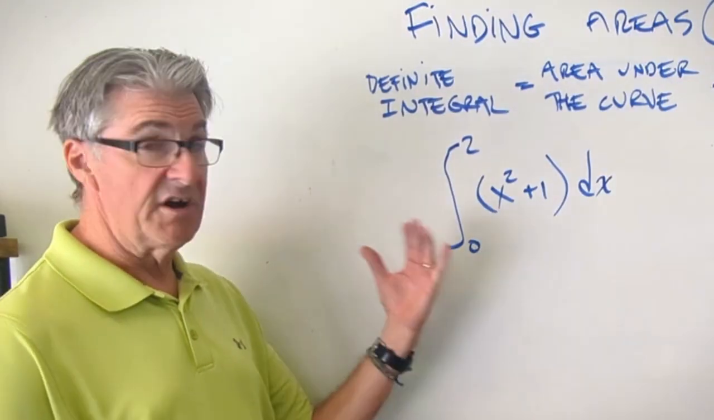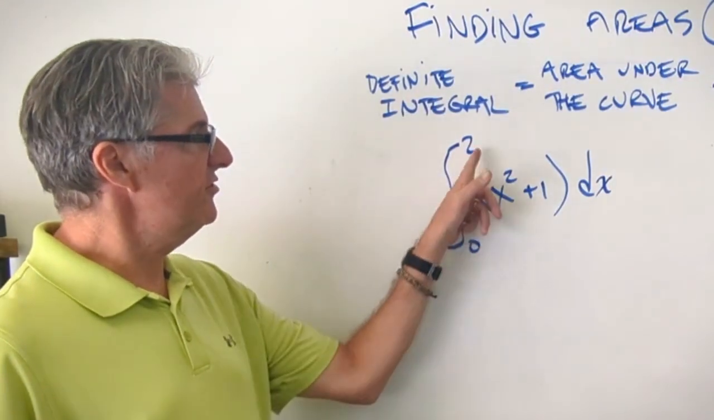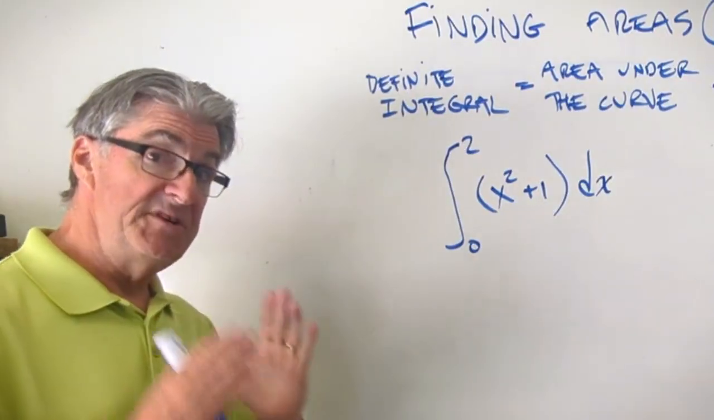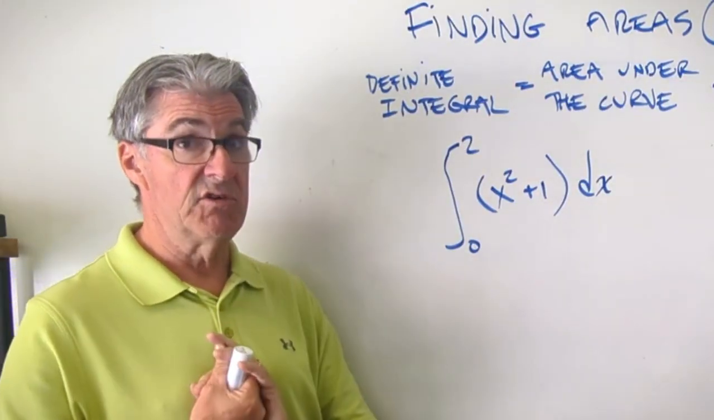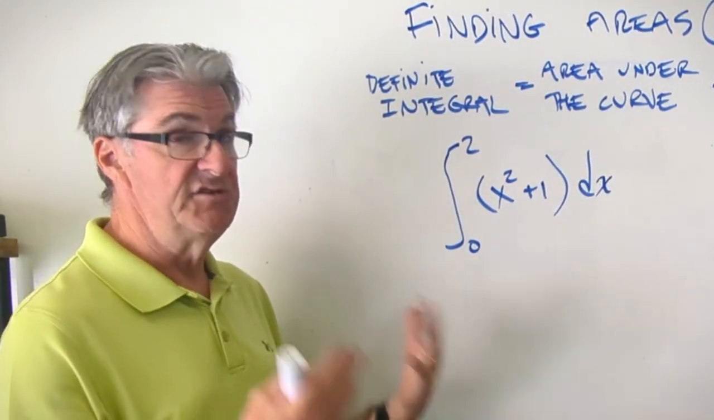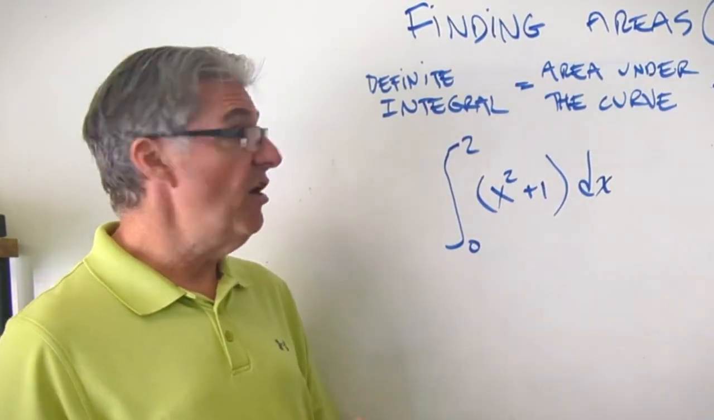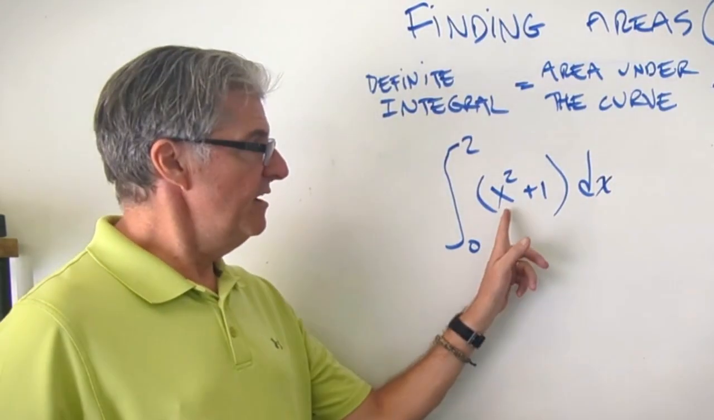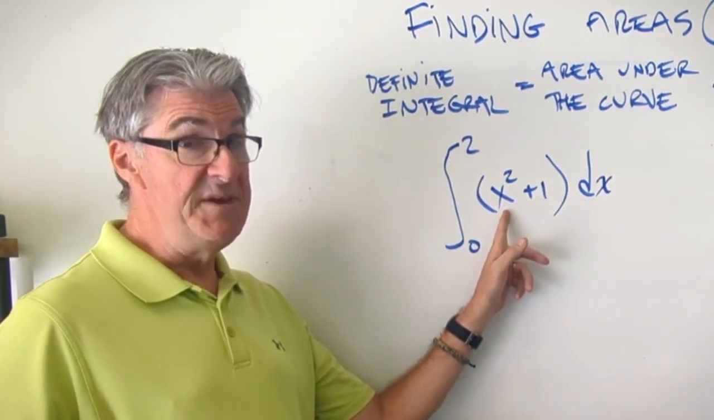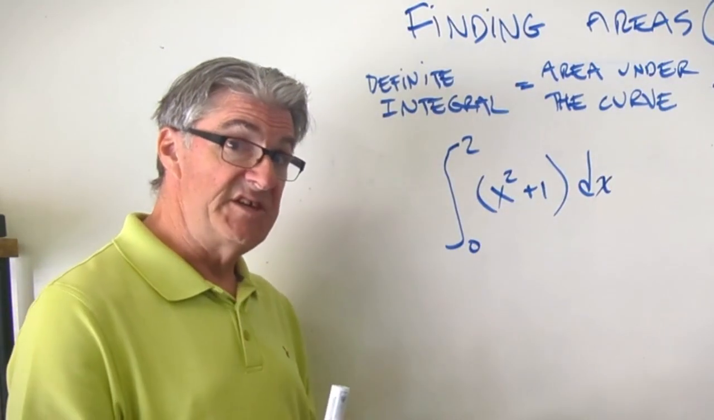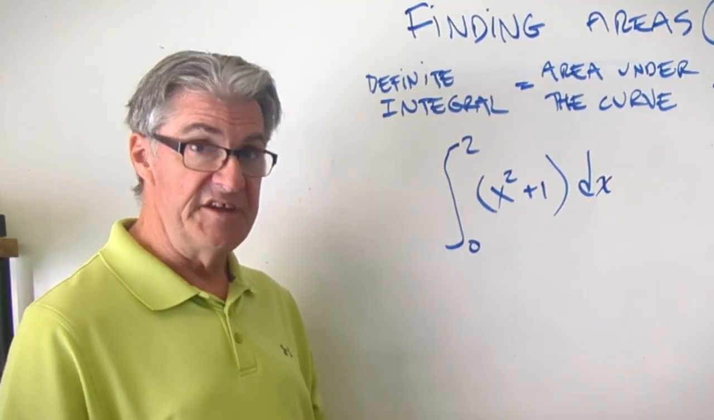Okay, here's our integral from 0 to 2 of x squared plus 1 dx. Now, up until now, we've done integrals with functions that created geometric shapes that we could use formulae on to calculate the area under the curve. But that's a quadratic, so it's going to be a curve that we're finding the area underneath. So the previous techniques that we use aren't going to work in this one.